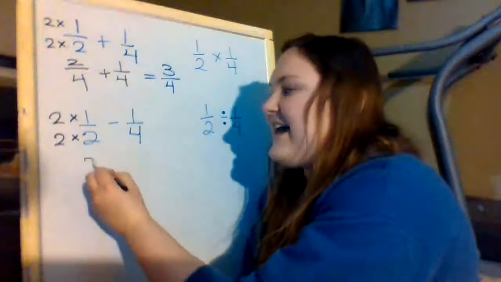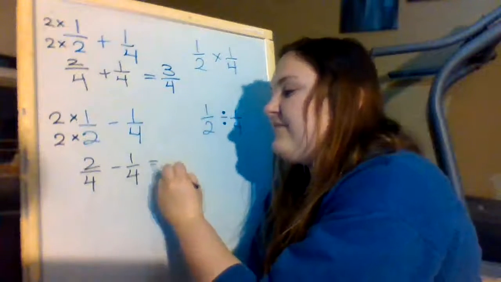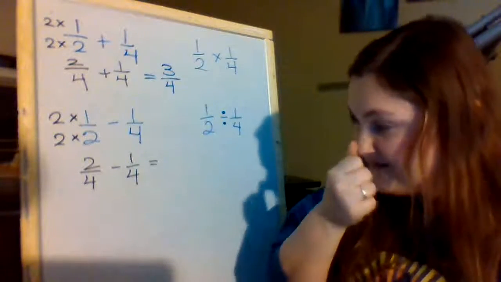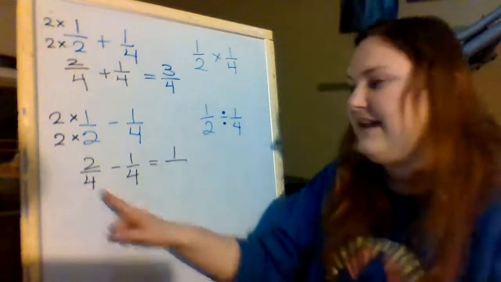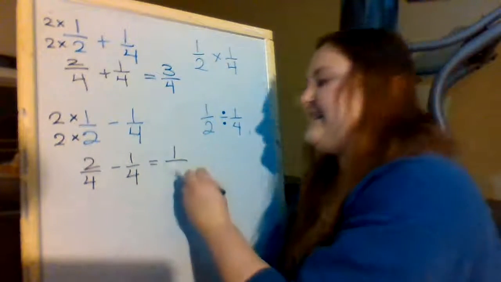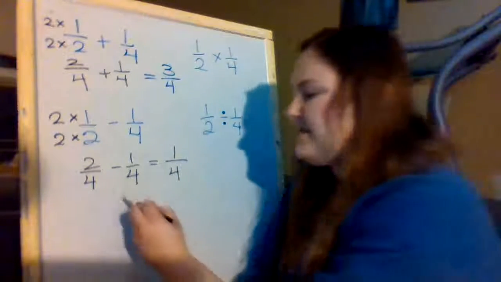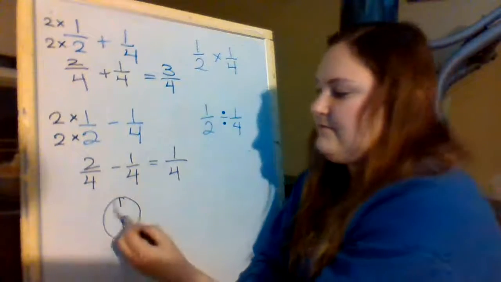When we do that, we get 2/4 minus 1/4. Now that the denominators are the same, we can go ahead and subtract. We can say 2 minus 1 is 1, and then our denominator of 4 would stay the same, so we get 1/4.